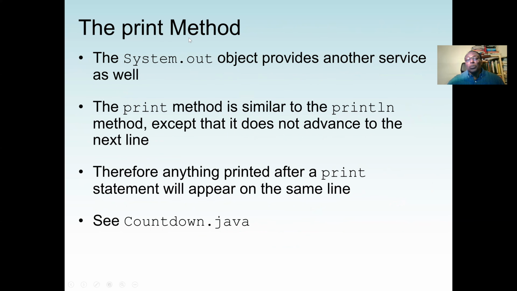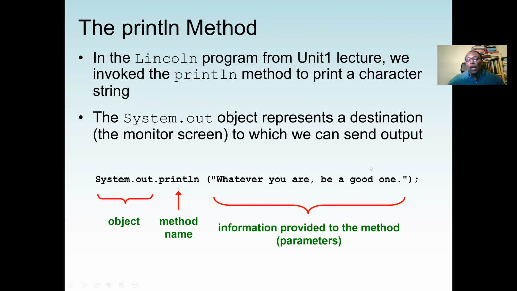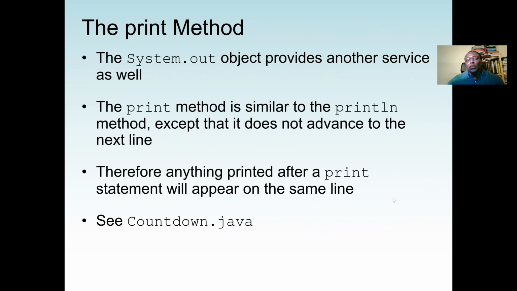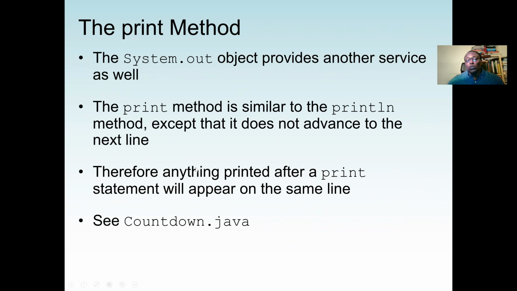So also we have what we call the print method. The difference between println, actually I didn't mention it. Println means when we print an item, the cursor will move to a new line. The ln means new line. So when I print "whatever you are, be a good one", the cursor will move to the next line. But if I use System.out.print, when I print "whatever you are, be a good one", the cursor will stay in the same line. So we also have print, which uses the same concept, System.out.print. We print whatever is in our parentheses.